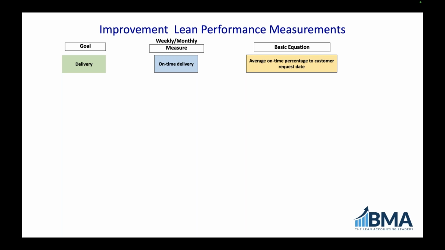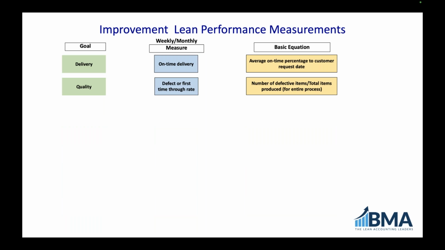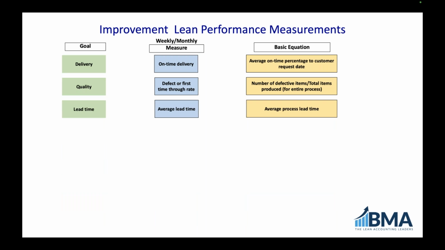Basic improvement measures. Measuring on-time delivery: what's the average on-time percentage to customer request date? Measuring quality: we talked about defect rates. The same measure is applicable here, but over time. What's the average defect rate? What's the average process lead time? Is it shrinking? For example, how long does it take to process an invoice in accounts payable? For month-end close, how many person hours does it take? Not how many days, how many hours does it take to close the books?